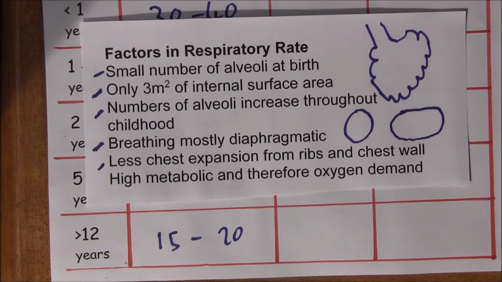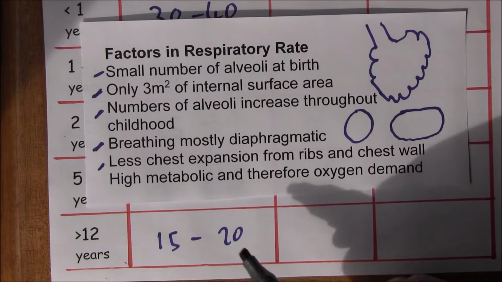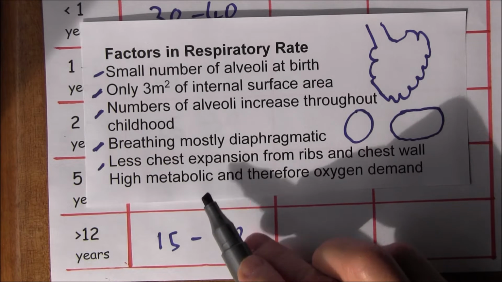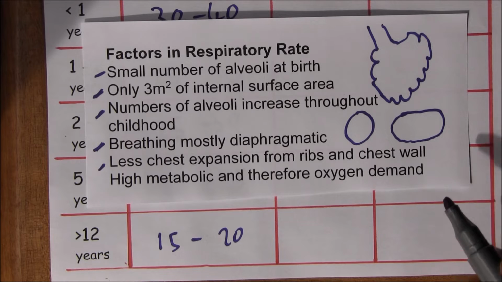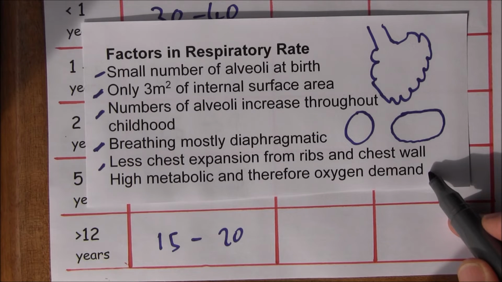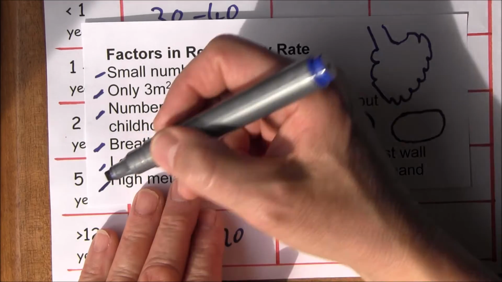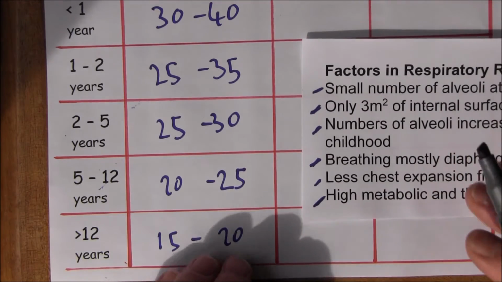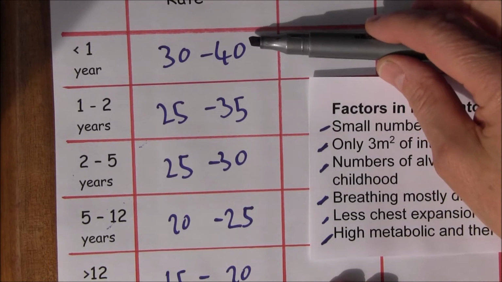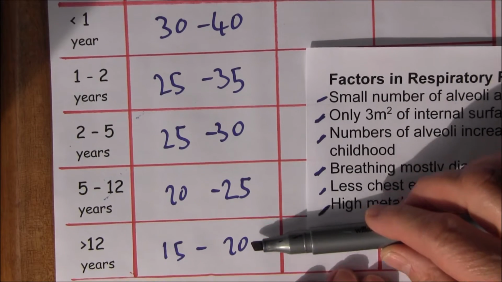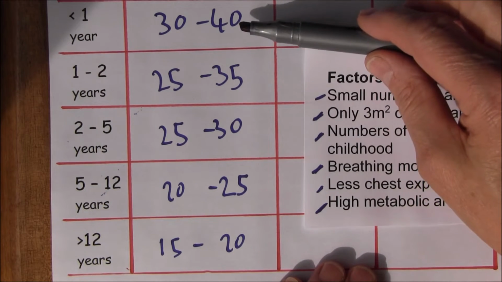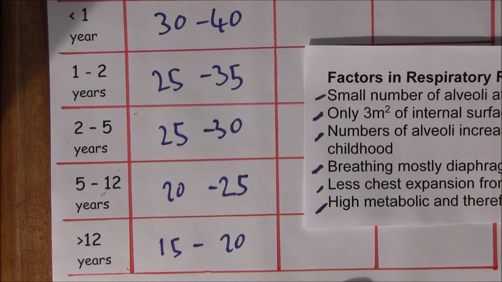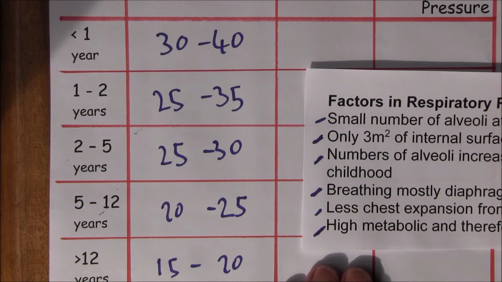But children have a very high metabolic rate. The basal metabolic rate in children is higher per kilogram of body weight than it is for adults. So they have a high oxygen demand for their body weight anyway, a very high metabolic demand. Again, this is going to decrease as the child gets older. As the child gets older, the metabolic demand, and therefore the oxygen demand, decreases, and we see a consequent reduction in the respiratory rate. So there are some of the factors that explain the reduction in respiratory rate as the child grows and the lungs mature.